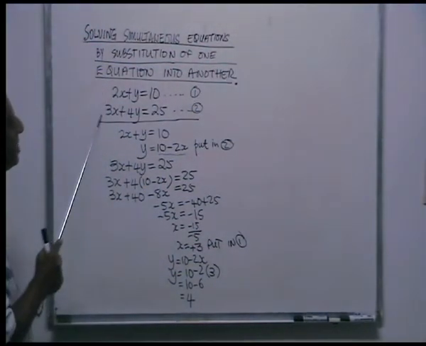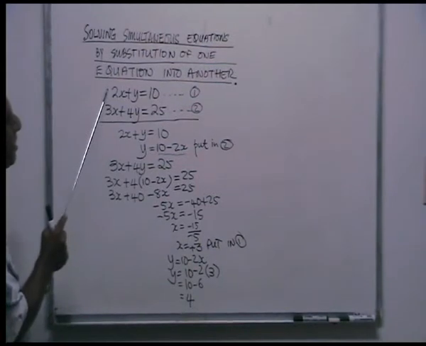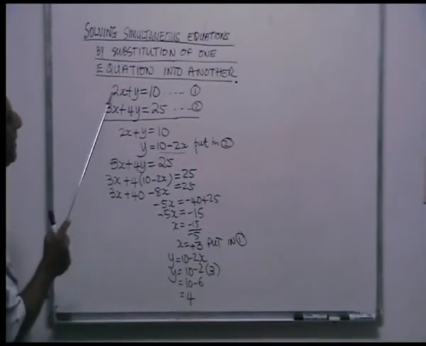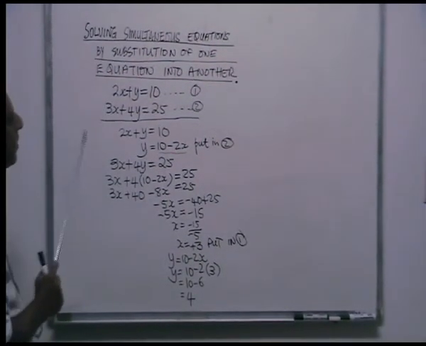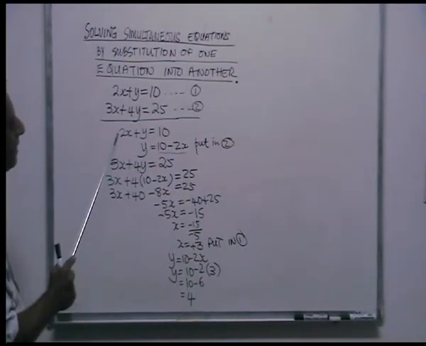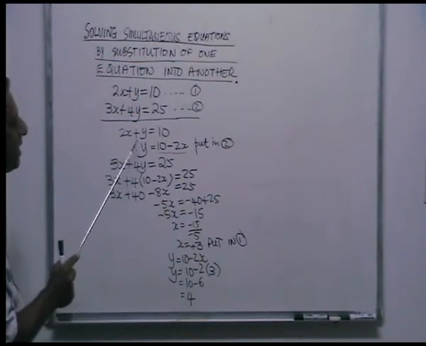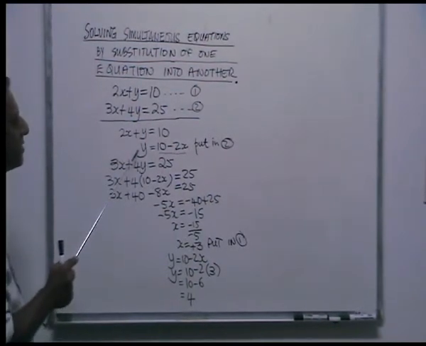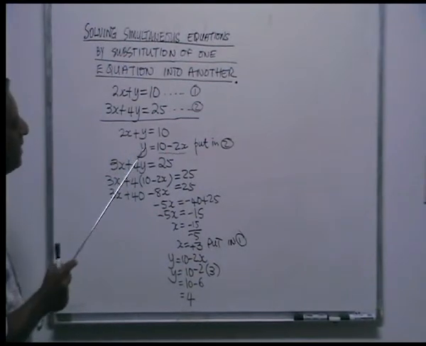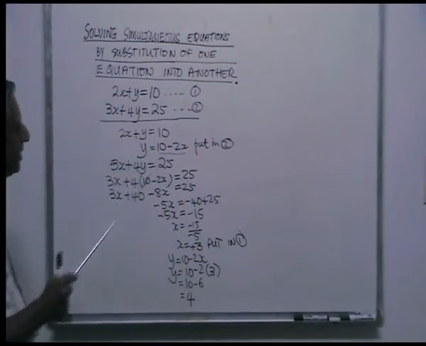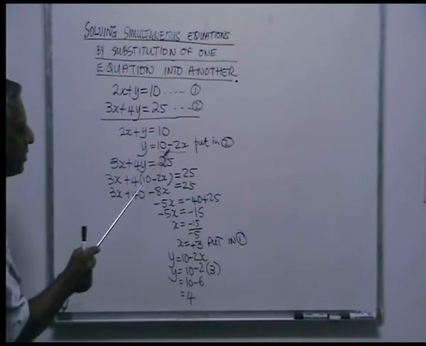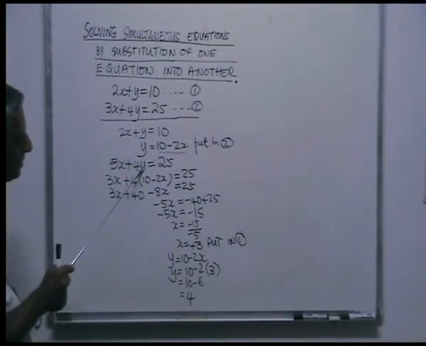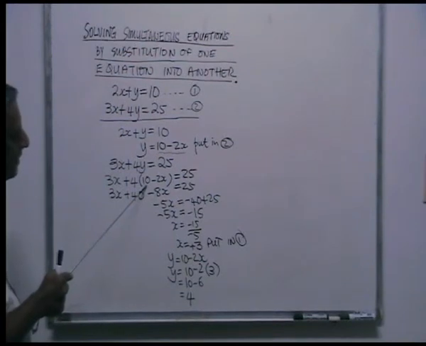So there were the two given equations. I wanted to substitute number 1 into number 2. So all I did, I wrote that down here first. Then I made y the subject of the formula. When we write y here, and we take the 2x that side, we say we made y the subject of the formula. So y is equal to that. Then wherever there is y, we wrote 10 minus 2x.